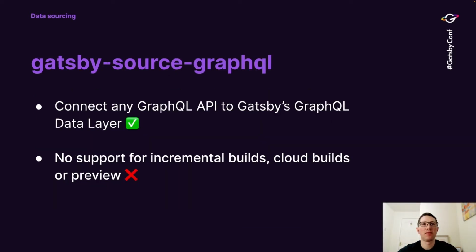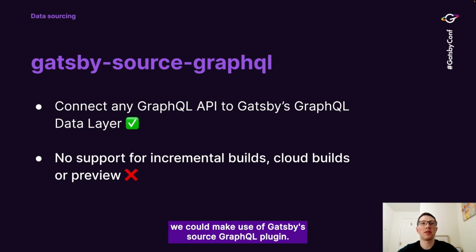Thanks, John. Since we're using a custom legacy CMS, no specific source plugin exists. But since we're working with GraphQL, we could make use of Gatsby's gatsby-source-graphql plugin. This official source plugin is versatile and allows you to connect any GraphQL API to Gatsby's GraphQL data layer. All we had to do was configure the source plugin in the Gatsby config file with a type name, field name, and the URL to query from.